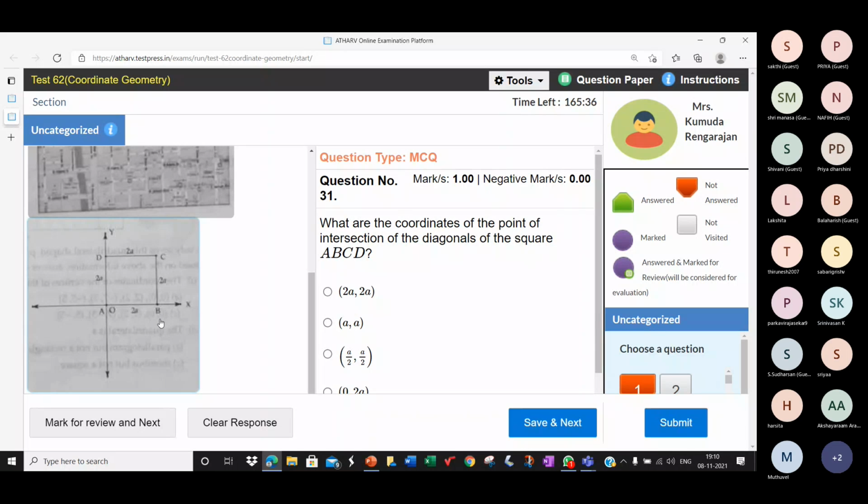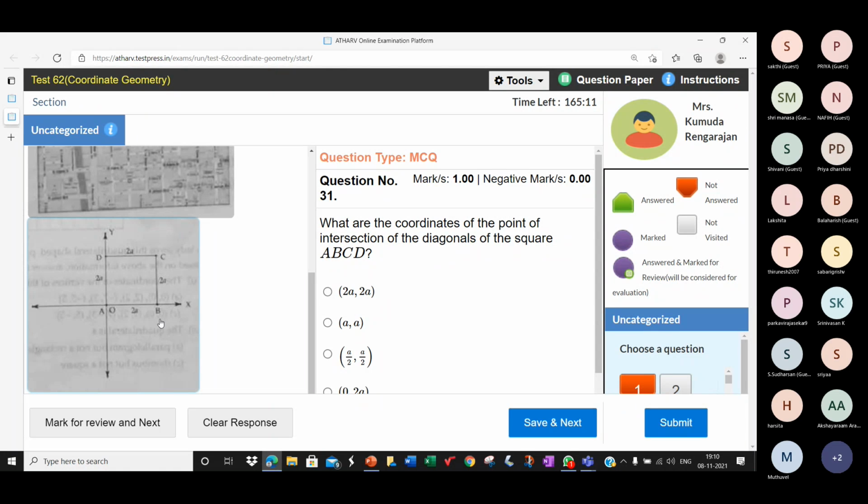Yes, somebody wants to say something? Ma'am, 2a, 2a. No, children, my question is, what are the coordinates of the point B? 2a, 0. We are discussing something else. The question asked is different. Question number 31 is different from what we are discussing.